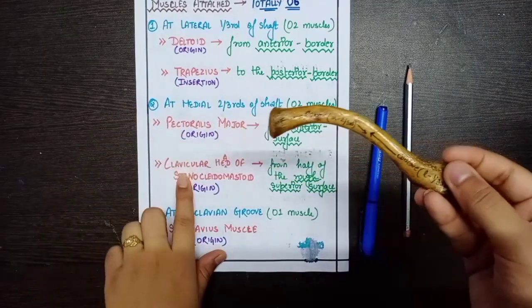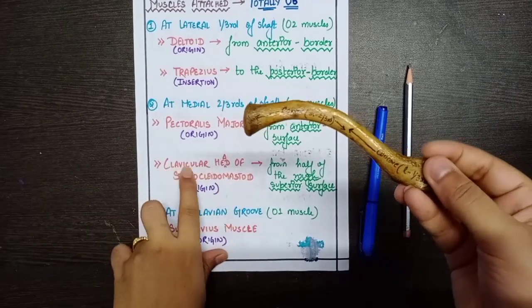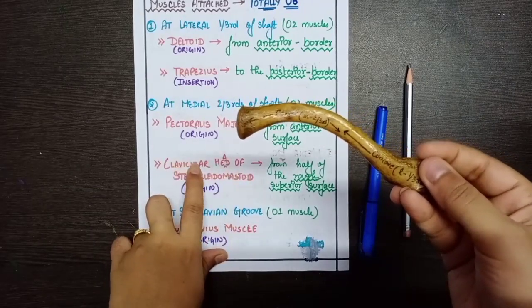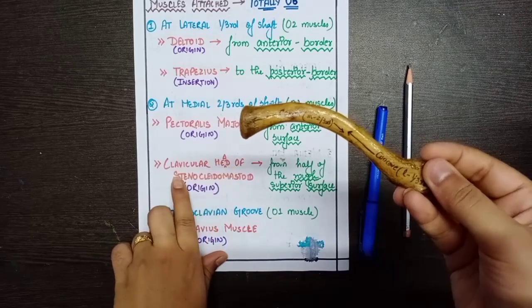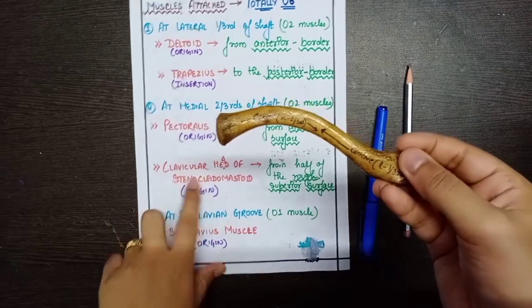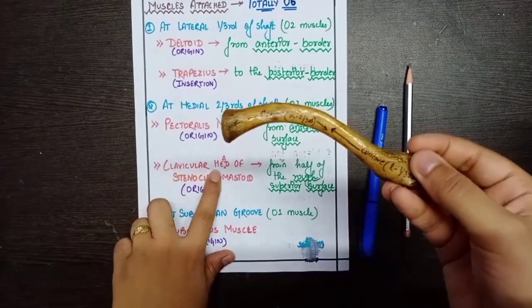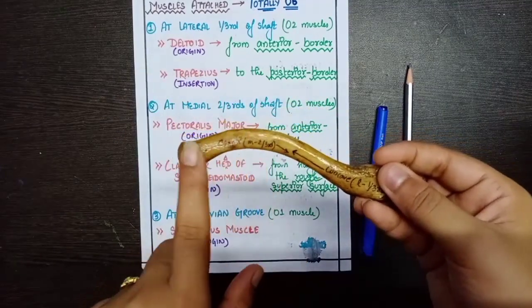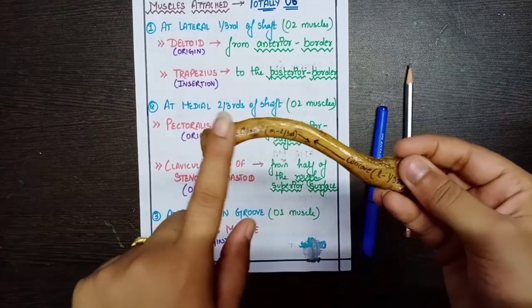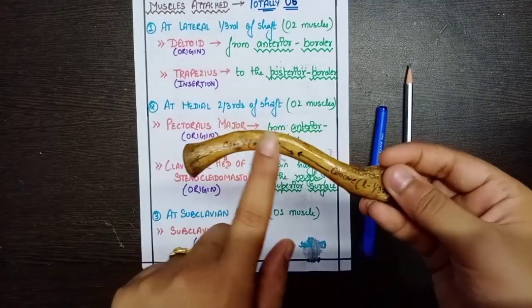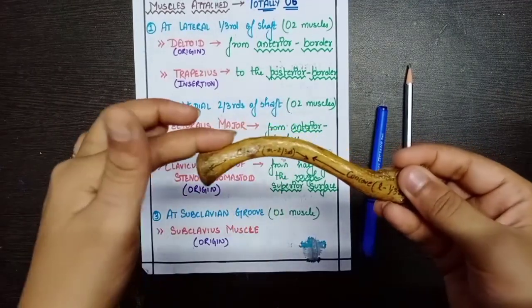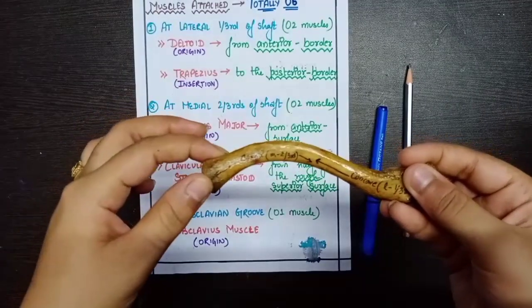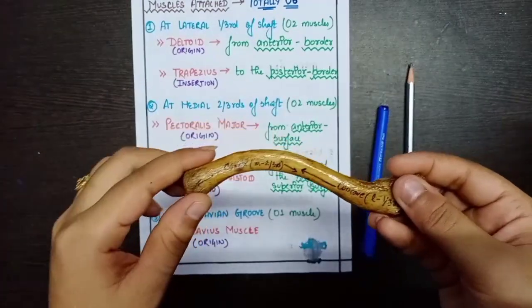Then comes your sternocleidomastoid clavicular head. It is said to be the clavicular head because it originates from your clavicle. So the sternocleidomastoid clavicular head originates from your superior surface, and from the anterior surface, the pectoralis major, that is your chest muscle.